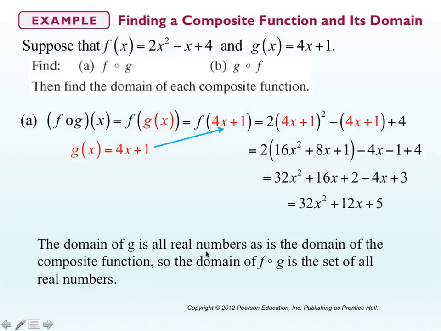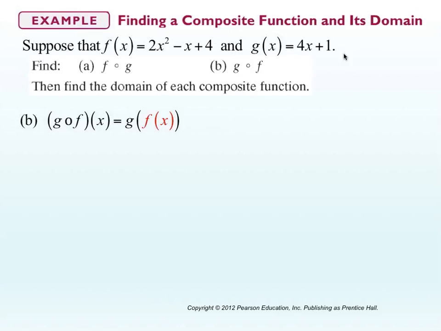Now, the domain of g is all real numbers, as is the domain of f. So the domain of f composed with g is just the set of all real numbers, because here we just have polynomials, which are defined across all real numbers.